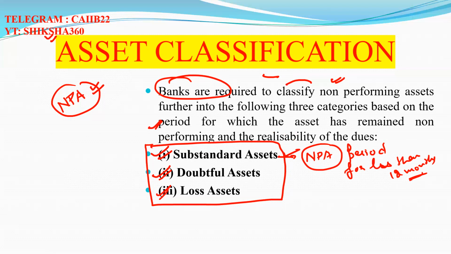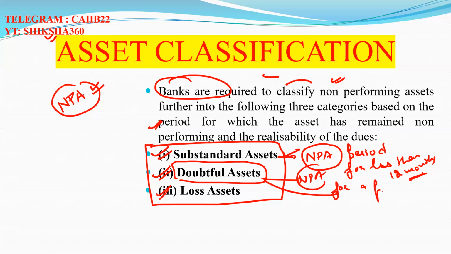Next one is the doubtful asset. A doubtful asset is one that has remained NPA for more than 1 year, or we can say that has remained in the substandard category for a period of 12 months. So the substandard period is less than 12 months, and after a period of 12 months the asset falls in the doubtful category.